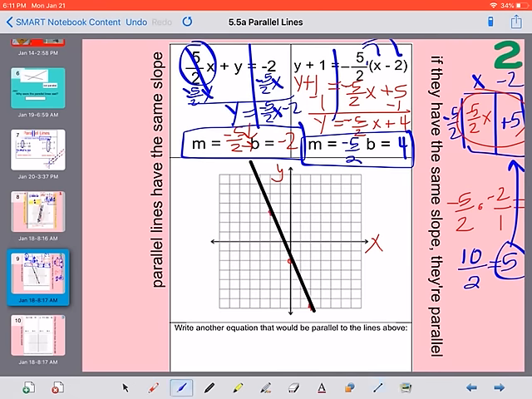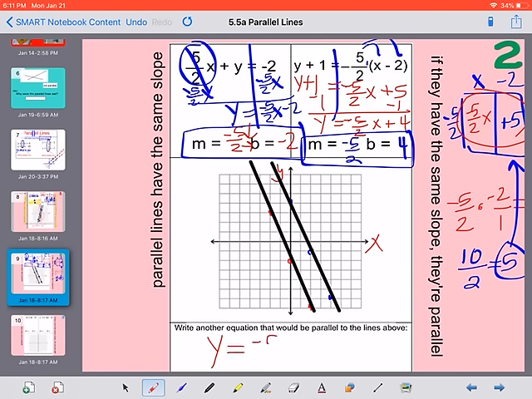So there's our first line. Second line begins at a positive 4. 1, 2, 3, 4. And same slope, down 5, and 2 to the right. Down 5, 2 to the right. As you can see, these two lines are parallel. They do not cross. So here's another equation that is parallel to these lines.